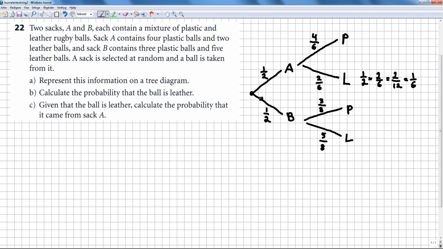The other possibility is that we choose sack B and then a leather ball. So it's 1/2 times 5/8. 1/2 times 5/8 is equal to 1 times 5 is 5 over 2 times 8 is 16, and we cannot simplify that. So the probability that we get a leather ball is this branch plus this branch.